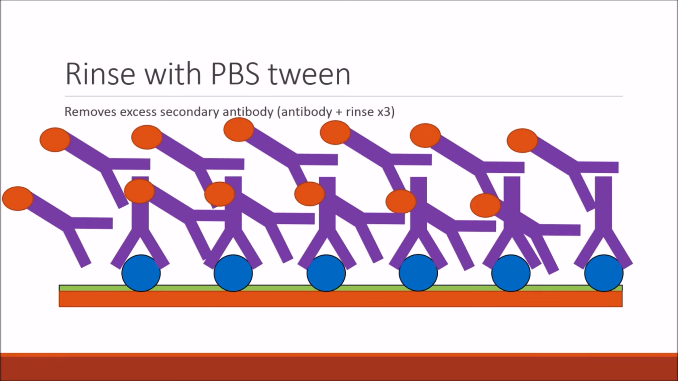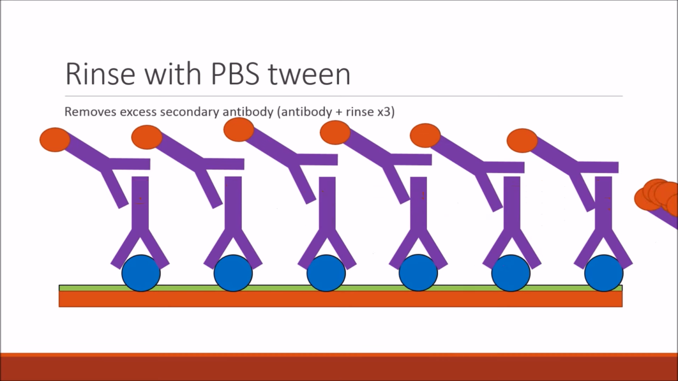So then after leaving the secondary antibodies to settle, we then need to rinse again with PBS tween. And again, similarly to the previous steps, this will remove any excess secondary antibody. So it removes all the excess. And again, similarly to the primary antibody, we need to do this in triplicates. We need to add the antibody, rinse, add the antibody, rinse, add the antibody, and rinse. Remember, everything done in triplicates to ensure all of the secondary antibodies have successfully bound to the mouse antibodies.